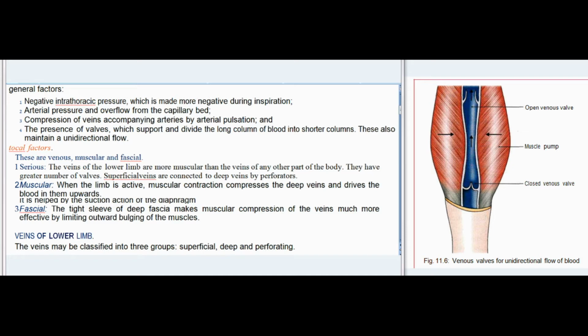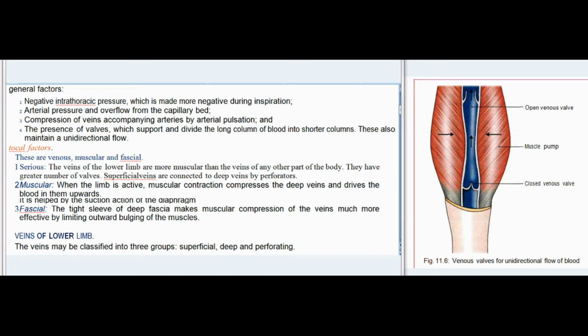Local factors. These are venous, muscular, and fascial. 1. Venous: the veins of the lower limb are more muscular than the veins of any other part of the body. They have greater number of valves. Superficial veins are connected to deep veins by perforators.